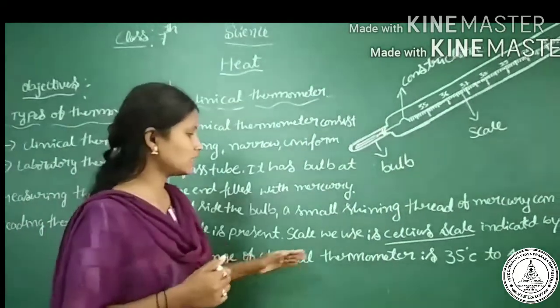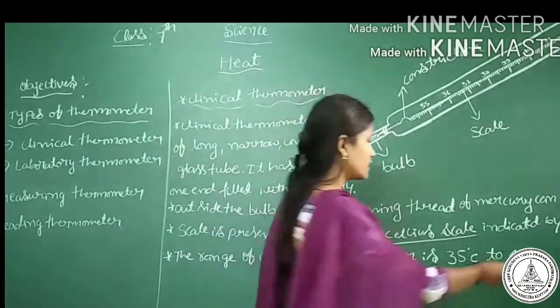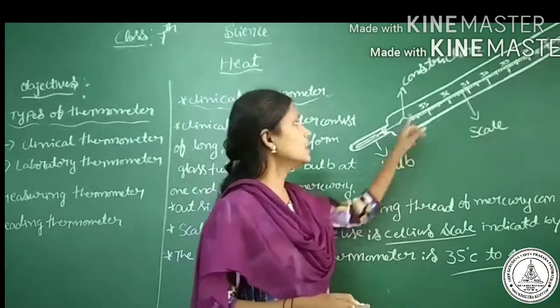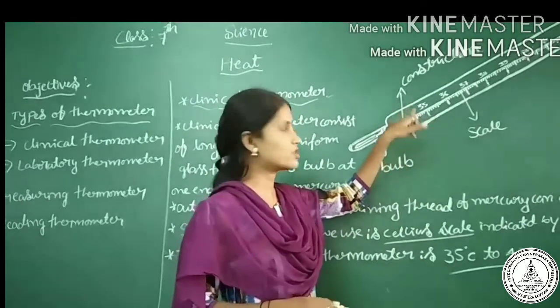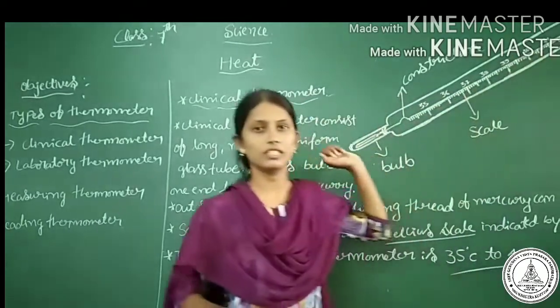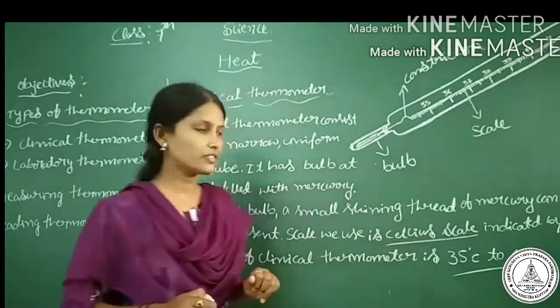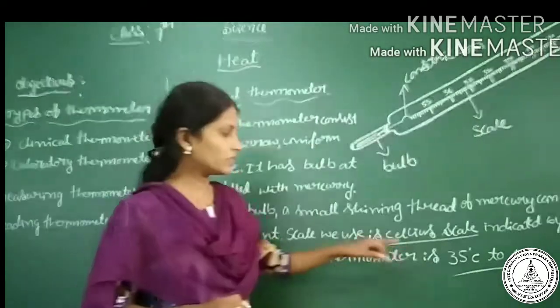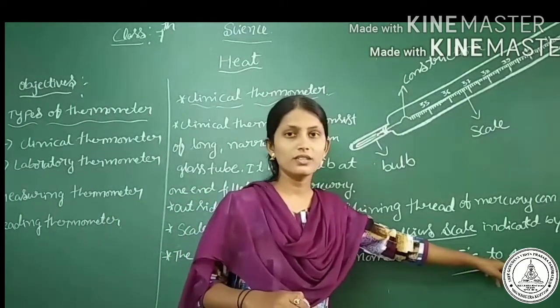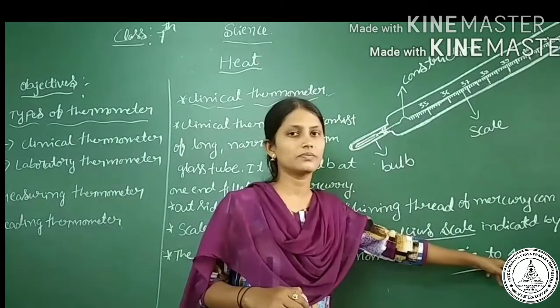The range of the clinical thermometer is 35 degrees to 42 degrees. The range means the clinical thermometer starts from 35 degrees Celsius and ends at 42 degrees Celsius.